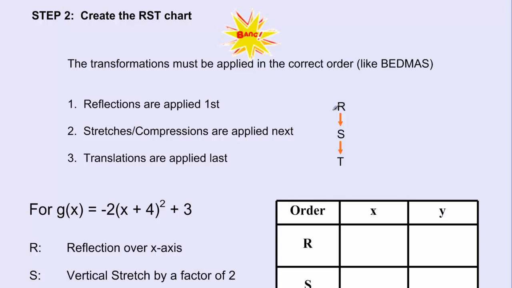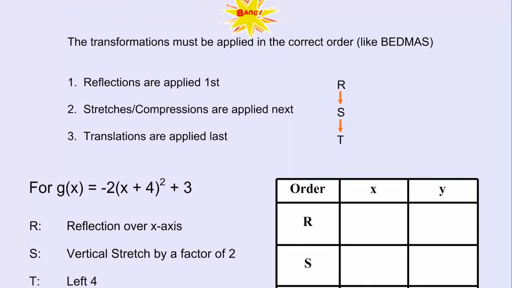So reflections and stretches and compressions, both of these are affected by multiplying a number to our x values or our y values, whereas translations up and down or left and right are adding or subtracting. So it's important that we follow an order: reflections, then stretches, then translations. I guess it is possible to do an SRT table by doing the stretches and compressions first and then doing the reflections. But it makes more sense to me to go in alphabetical order. So R, then S, then T.